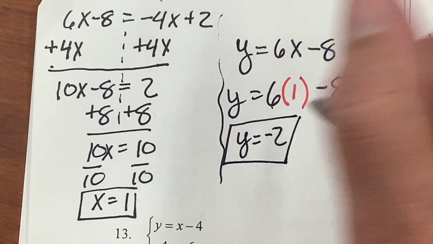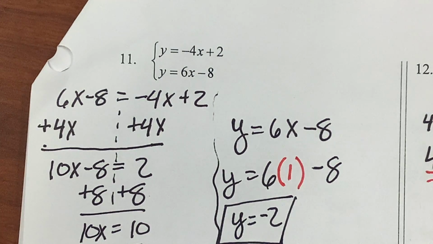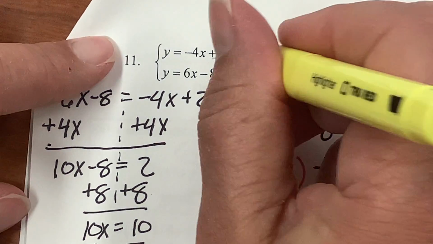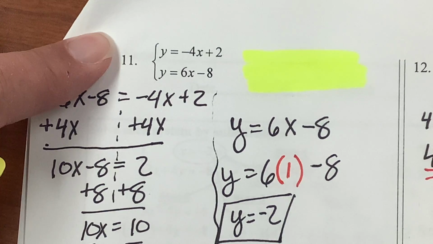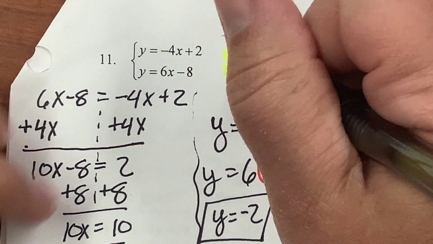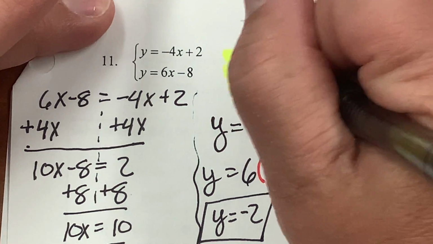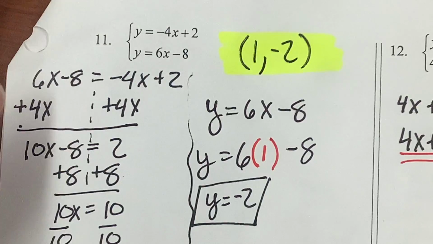1 comma negative 2. Oh dear, I forgot to highlight it. You must highlight your answers, Bono, so that everyone knows what the answers are. There we go. 1 comma negative 2. Always checking that my x comes first and then my y.